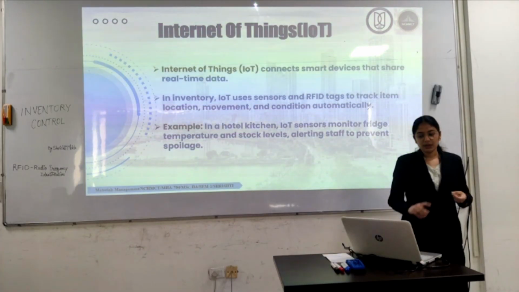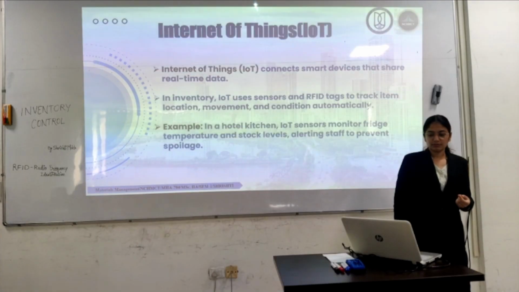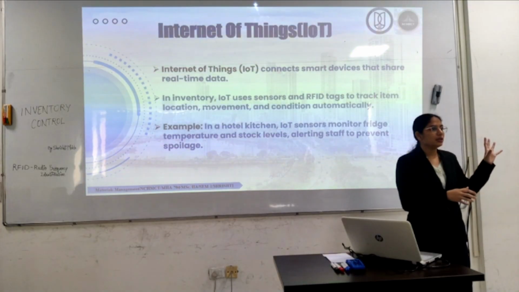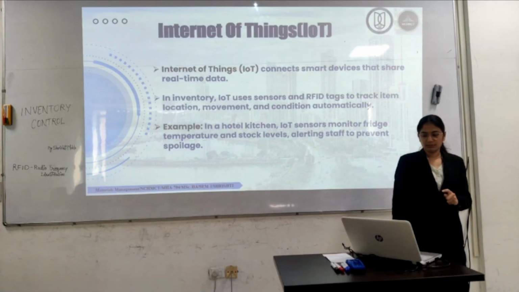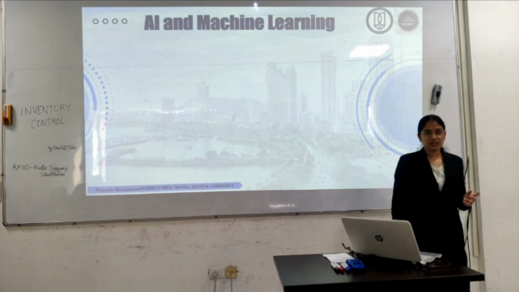For example, in a hotel kitchen, an IoT sensor monitors fridge temperature and stock level. In the fridge, how many items and how much quantity there is, you can see it reflected on the sensor screen. Next is AI and machine learning.